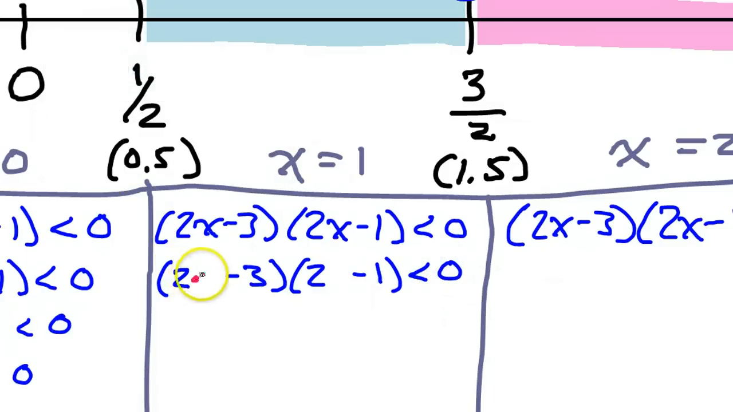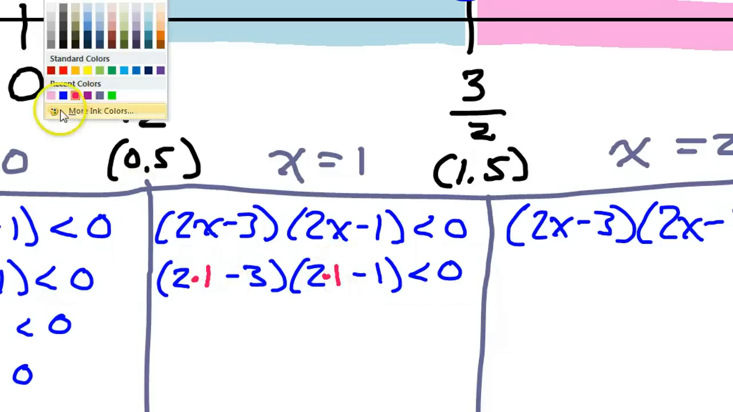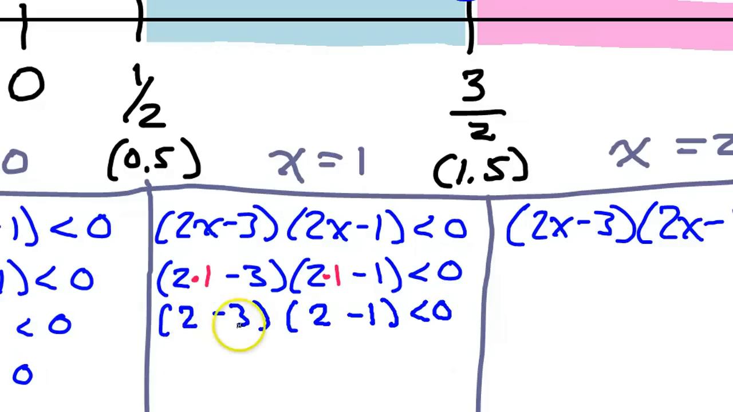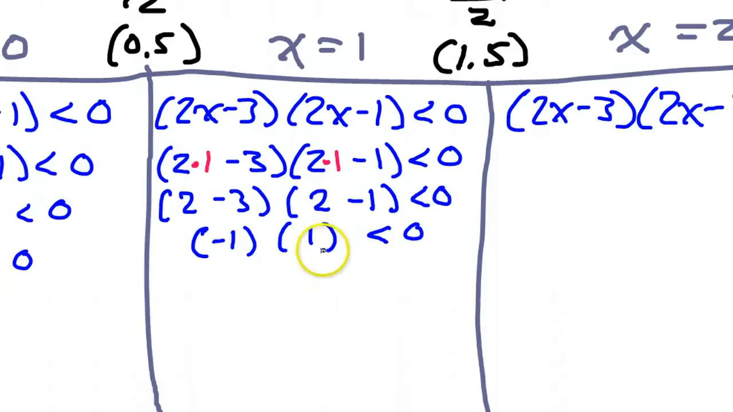Okay, so now I'm doing a test value of 1. So 2 times 1 is 2, so 2 minus 3 and 2 minus 1 is less than 0. So 2 minus 3 is -1, so this gives me -1 and +1. And then negative times a positive is a negative. So this would make negative 1 less than 0.